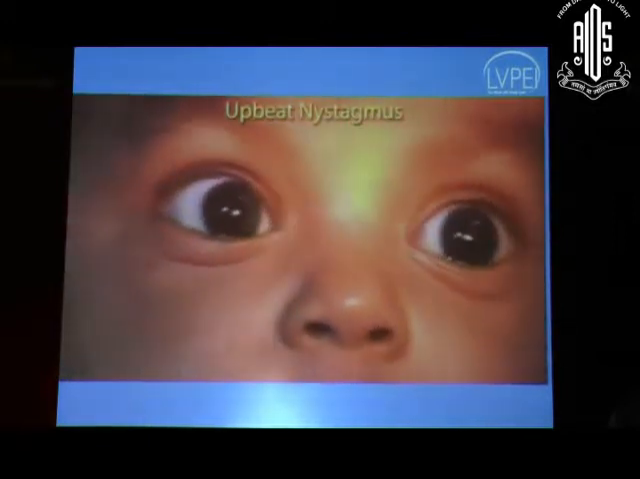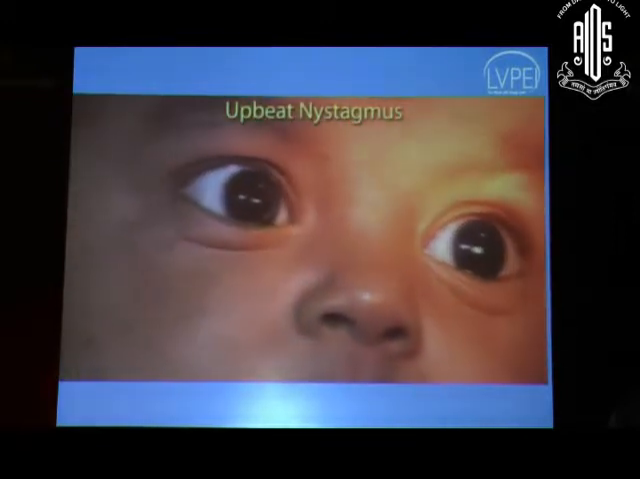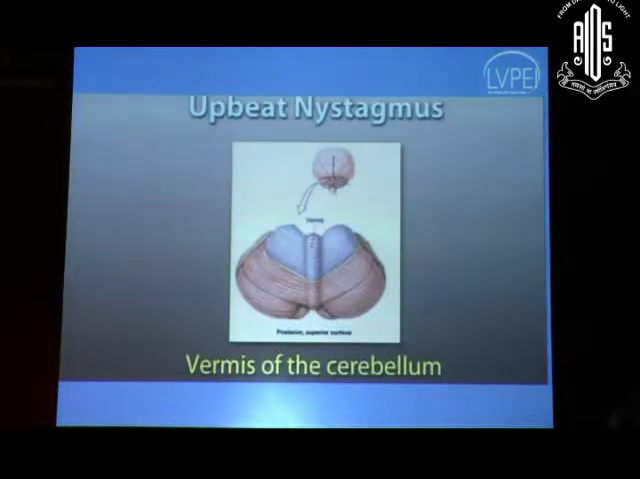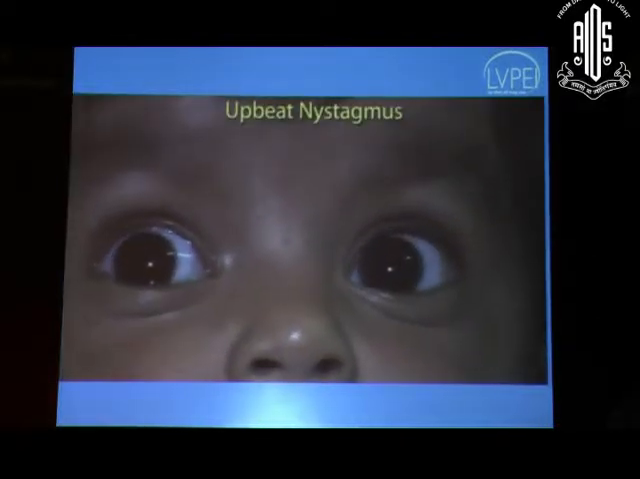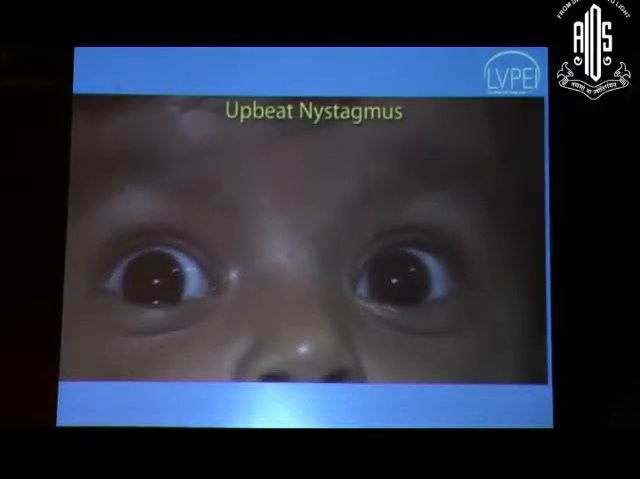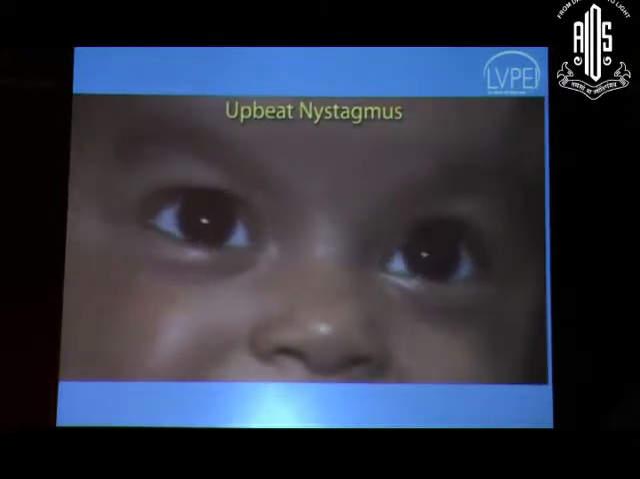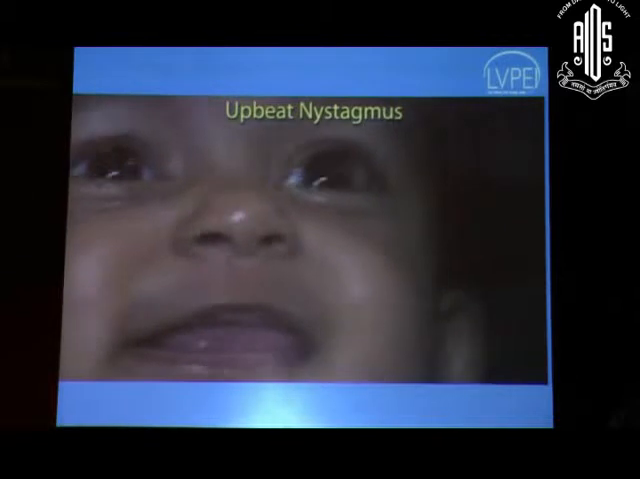In upbeat nystagmus, the fast wave is upwards. Commonest site of lesion is the vermis of the cerebellum or the brainstem when nystagmus is present in the primary position. If present only in upgaze, it is most likely due to drug toxicity.